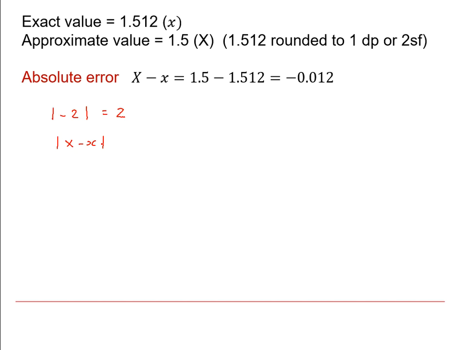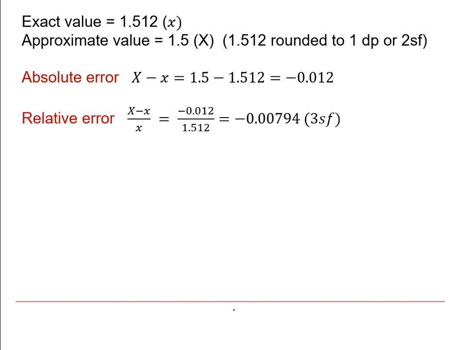So if we want to refer to the use of the moduli signs, we'll have to avoid using the word absolute and just have the moduli signs. And the relative error is just the absolute error divided by the exact value.